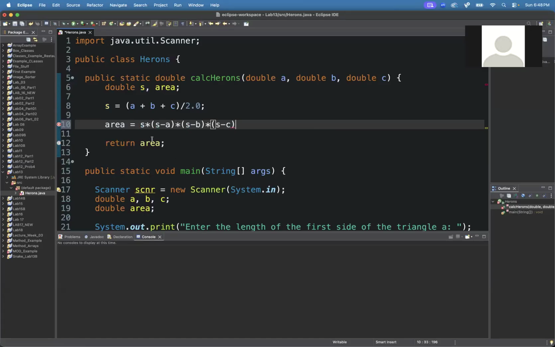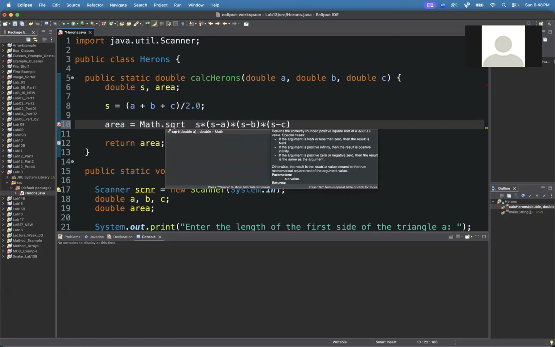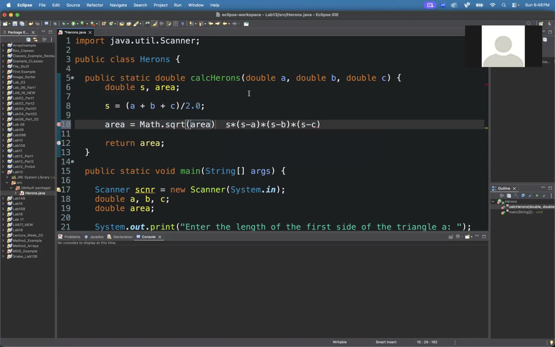root. So for the square root, before this, I will do Math, capital M, dot sqrt, open some parentheses, put all this stuff in, and then at the end the parentheses.